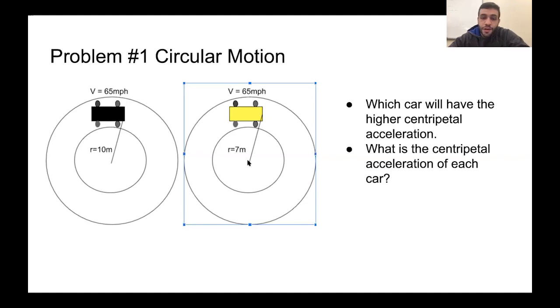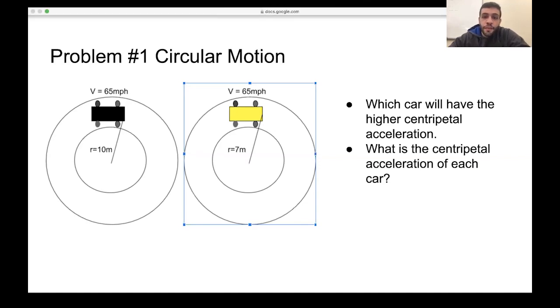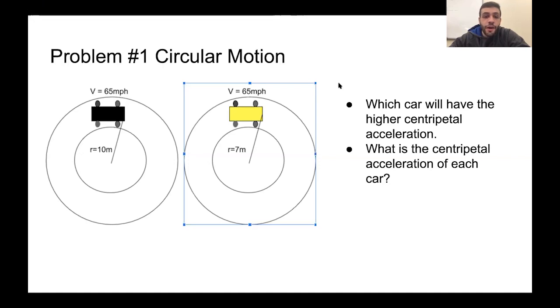Before we get started with the question, I want you guys to think about and then answer, which car do you think will have the higher centripetal acceleration, just based off of the information I've given you right now? Just based on the radius and the miles per hour of each car, which car do you think will have the higher centripetal acceleration, before we get started with actual math and calculations?